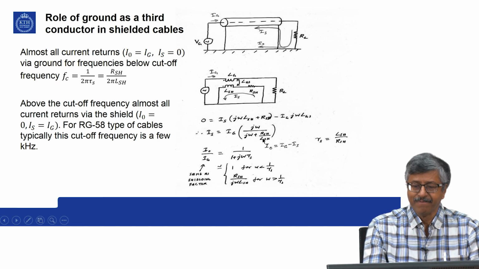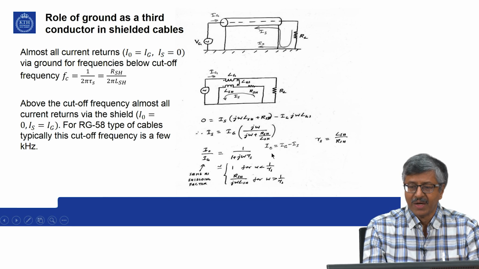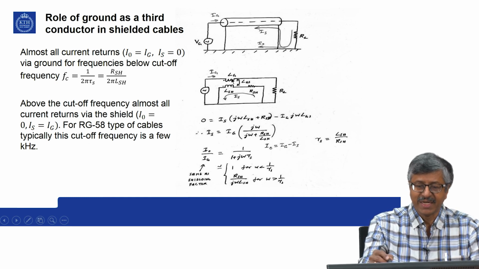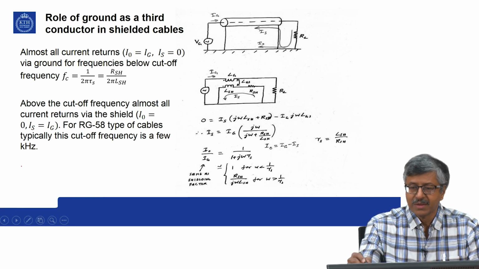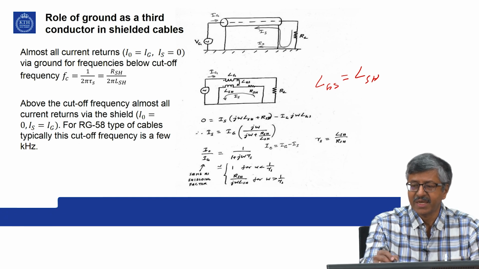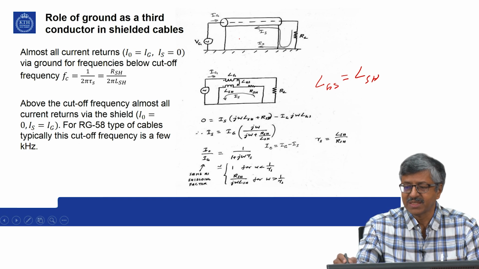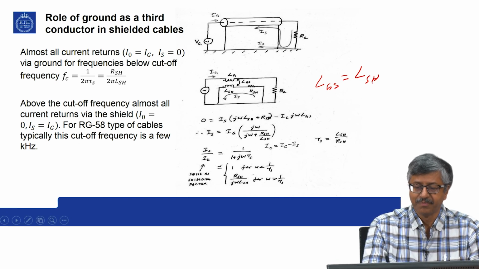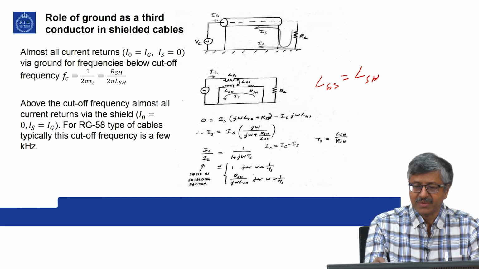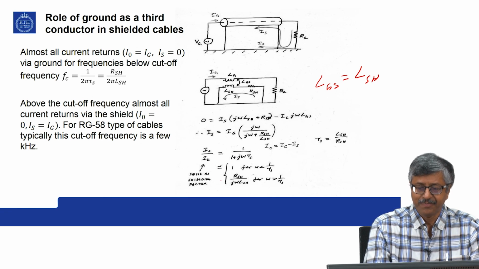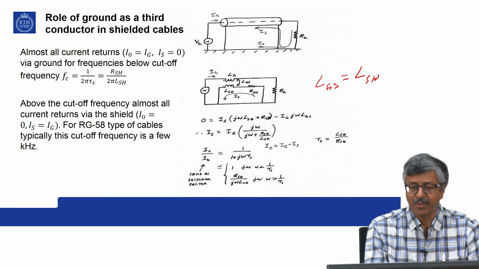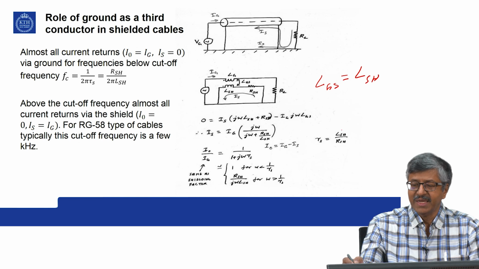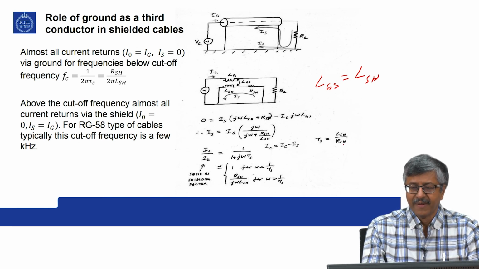Now, manipulating, you can say that LGS is equal to LSH, because it is a very tightly coupled system. So, LGS equals LSH: the mutual inductance between the inner wire and the shield is the same as the shield self inductance. With that simplification, we get I0 by Ig, which is the same as the shielding factor, equal to 1 by (1 plus j omega tau s), where tau s is the shield inductance divided by the shield resistance.